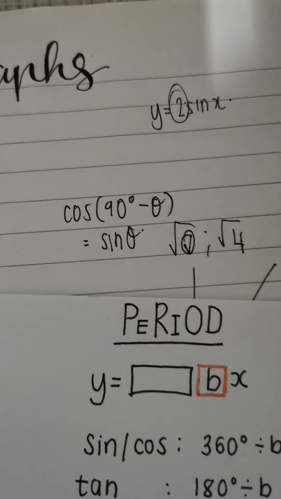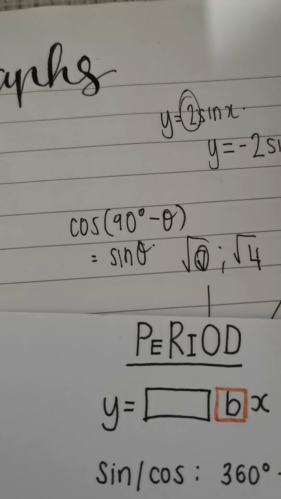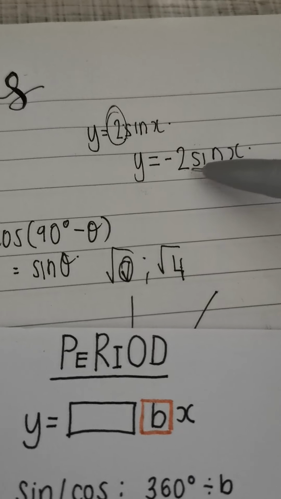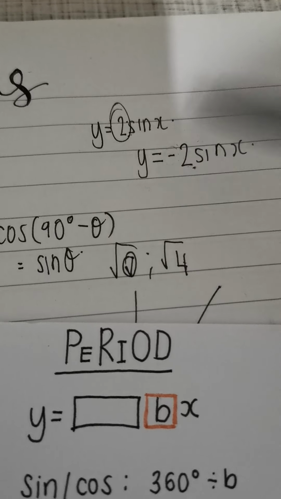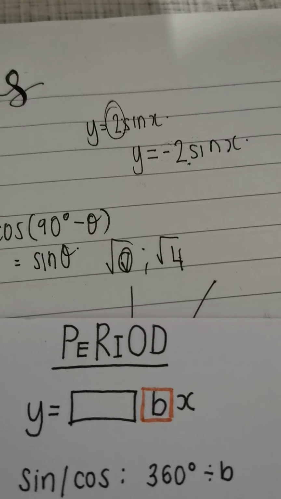Okay, what happens if I give you y equals -2 sine x? Okay, it still indicates to us that our amplitude is still 2. Okay, what does this negative over here indicate to us? That it gets reflected along the x-axis.